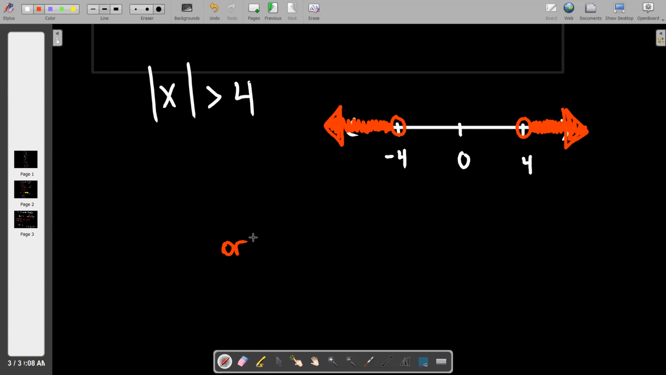So easier than you think. Could someone describe that left arrow to me? Just what does it say? What does x have to be? That's it.